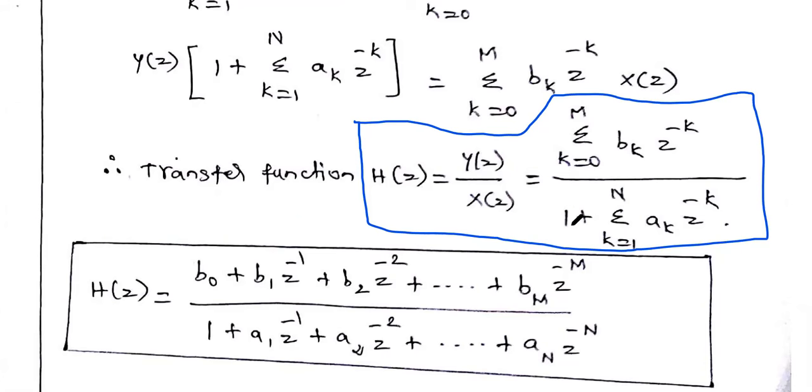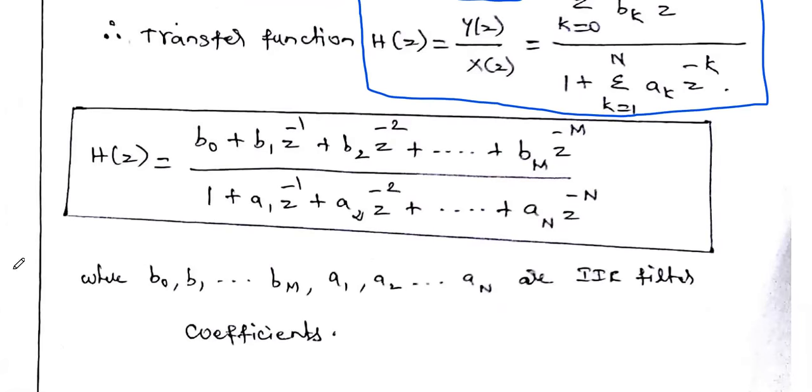Similarly, the denominator is 1 plus a1 Z power minus 1 plus a2 Z power minus 2, and so on up to aN Z power minus N. This is the general form of the transfer function of our IIR system. In order to realize it in direct form 1 and 2, cascade and parallel form, you just remember this transfer function equation.